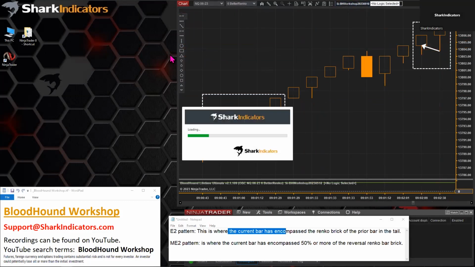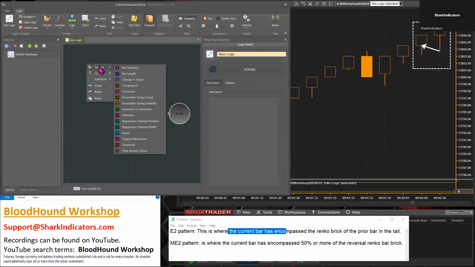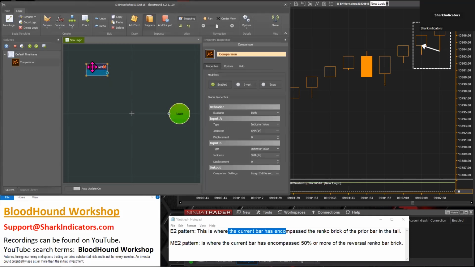So let's get this open here again. And so we're going to use a comparison solver to compare. Again, we're comparing the low of the current bar to the open of the previous bar. So let's connect that in, and let's give this a name here. So we're comparing the low of the current bar, but also if it's a down Renko, then it would be the high of the wick for a down bar. And we're comparing that to the open.